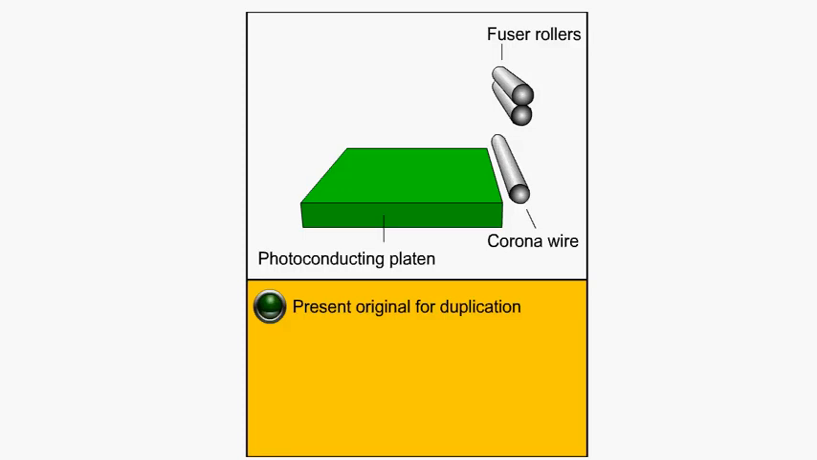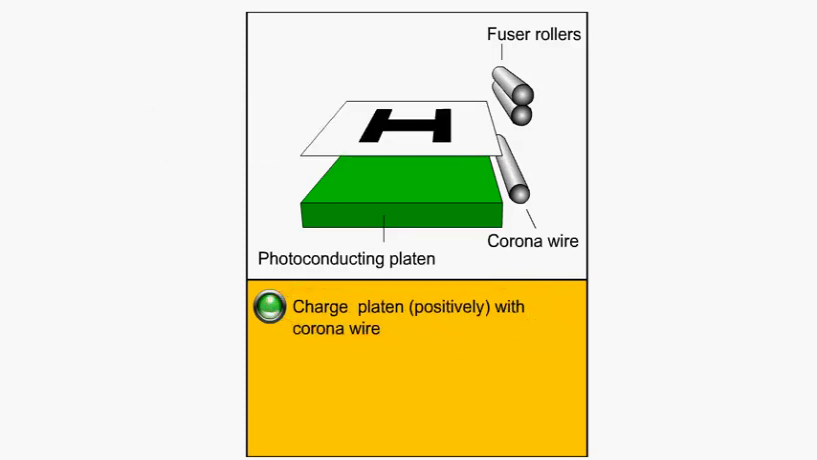Let's take a quick look at how a photocopier works. A photocopier has three main parts: the fuser rollers, the corona wire, and the photoconducting platen. The first thing we do is to present the original for duplication.